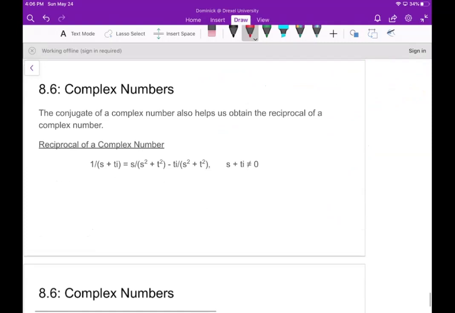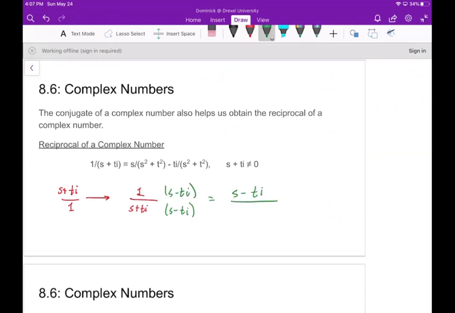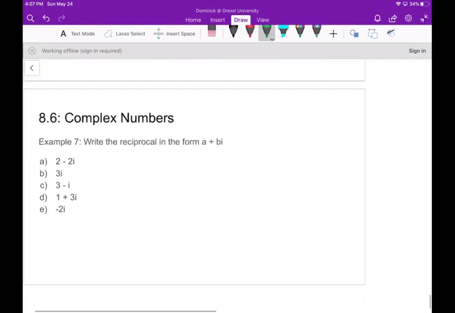Okay, so the last thing that we'll talk about in this video is the idea of finding the reciprocal of a complex number, right? So to find the reciprocal of a complex number, if you have s plus ti, the reciprocal means that you want to flip it. So you want 1 over s plus ti. But then you need to multiply by the conjugate so you don't have any imaginary part in the denominator. And then what will happen is you get s minus ti over s squared plus t squared once everything is all settled here. All right, so let's do a couple of examples of that.